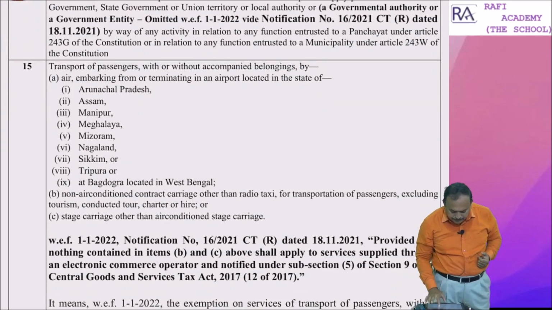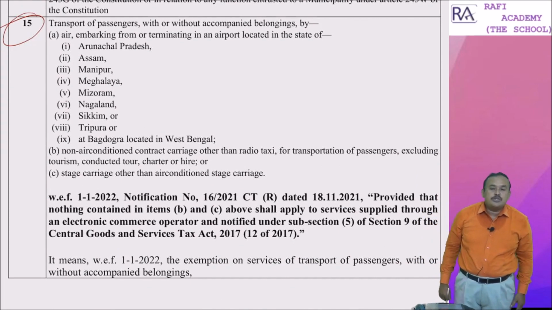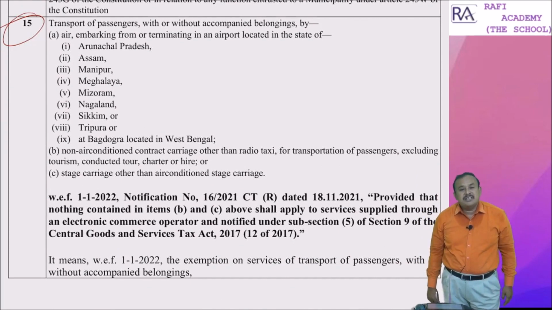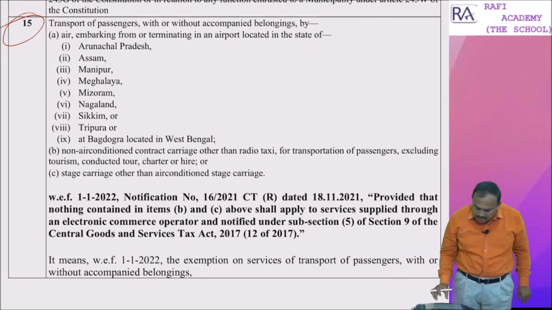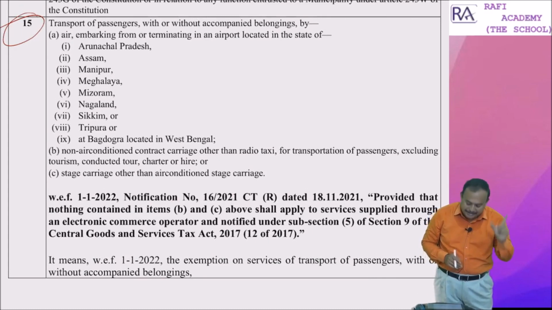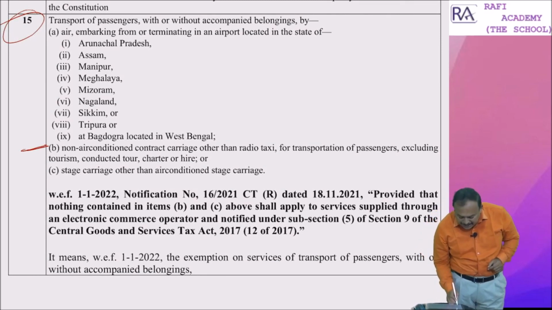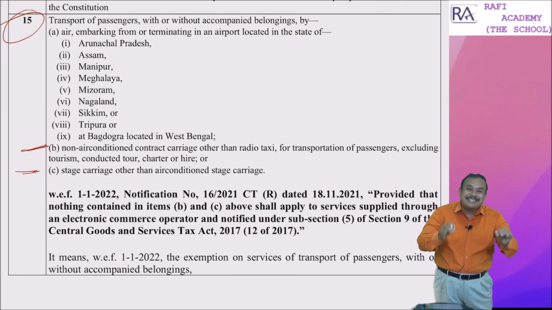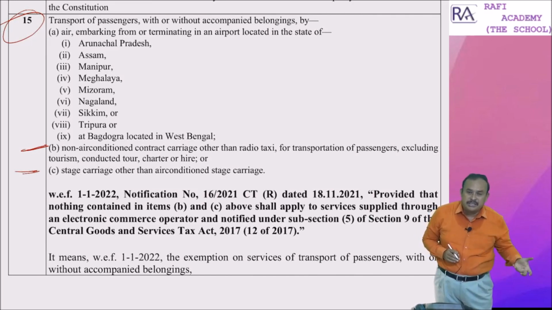Further, my dear sir, a beautiful amendment here, entry number 15 of Notification number 12/2017 of Central Tax as amended up to the Finance Act 2021. Here, my dear sir, as you are aware, transportation of passengers by contract carriage, or stage carriage in a non-air conditioned contract carriage, non-air conditioned stage carriages, transportation of passengers by road is exempted.